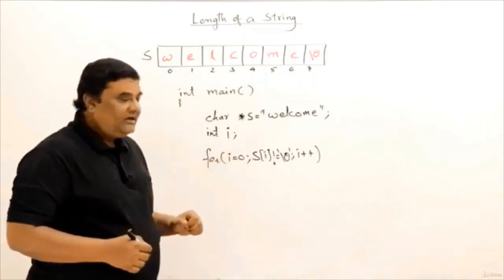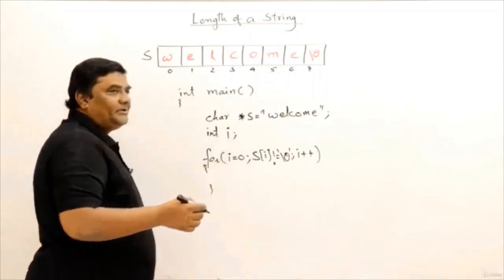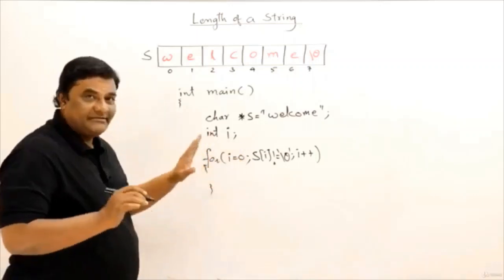So this is the for loop. Now what do I have to do in this one? I don't have to do anything. It is empty because I am just finding the length. Yes, so it has to remain empty only.